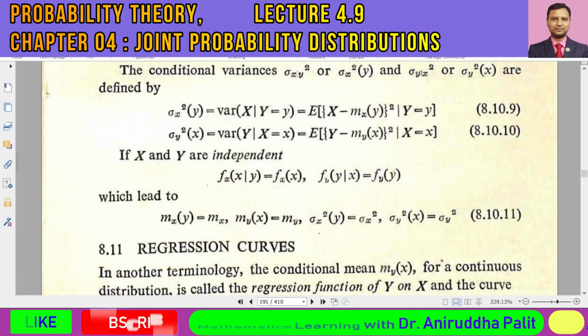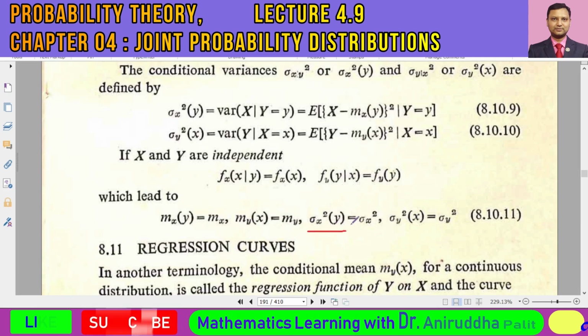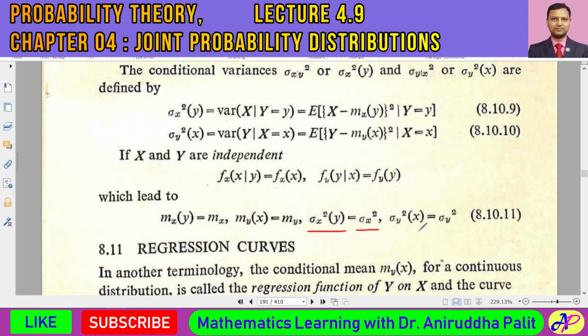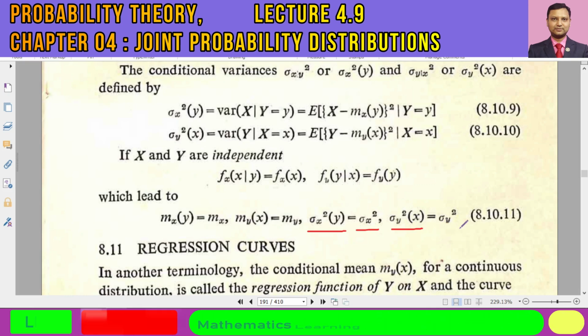Similarly, the conditional variance of X will become equal to the variance of X obtained from the marginal distribution, and the conditional variance of Y will become equal to the variance of Y obtained from the corresponding marginal distribution.